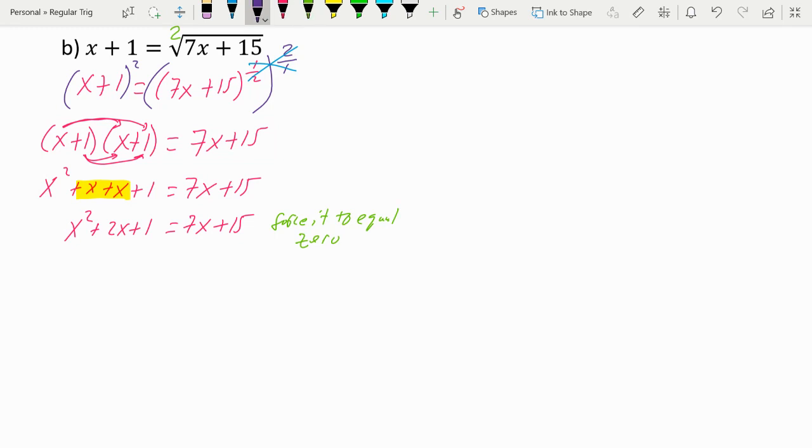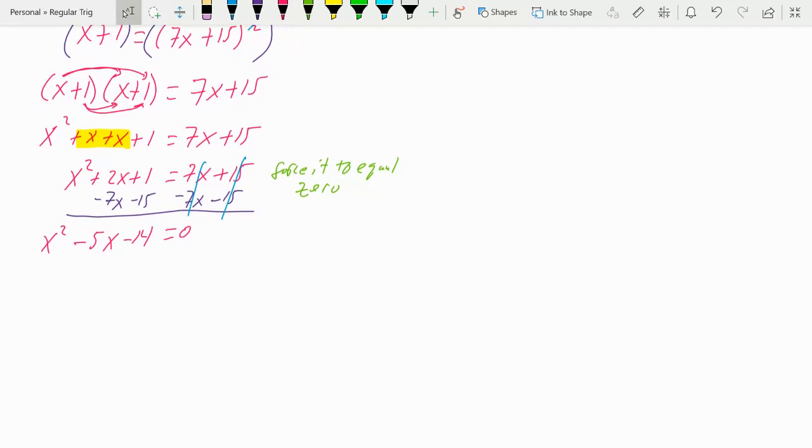So what do I do to force this to equal 0? I'm going to subtract 7x from both sides, keeping like terms together. Subtract 15 from both sides, again keeping like terms together. And then that cancels, that cancels. I end up with 0, like what I needed. So then the left side, x squared, 2 minus 7 gives me negative 5x, 1 minus 15 gives me negative 14, equals 0.